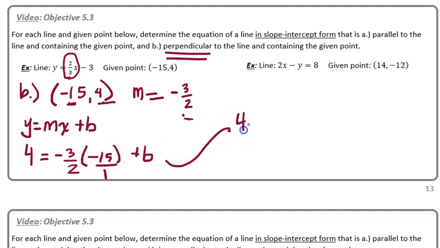Here, I'm going to use this space here. I have 4 equals +45 all over 2 times 1, 2, plus b. -3 times -15 is +45. 2 times 1 is 2. So I have 4 equals 45 over 2 plus b. So I'm going to subtract 45 over 2 from both sides.